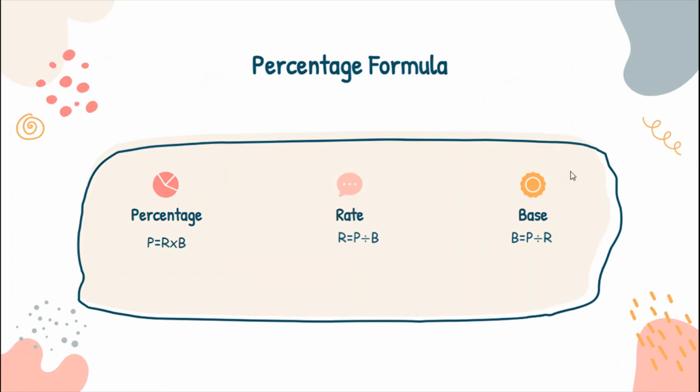So that's it. To find the value of our percentage, the rate, and the base, just remember our percentage formulas. P is equal to R times B if we're looking for the percentage. R is equal to P divided by B if we're looking for the rate. And if we're looking for the base, B is equal to P divided by R.